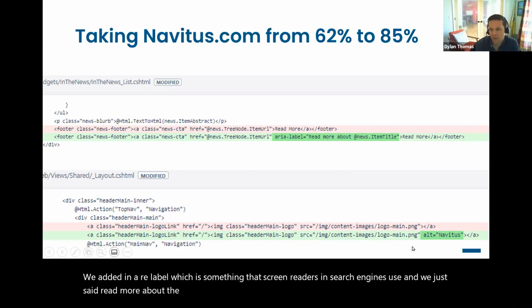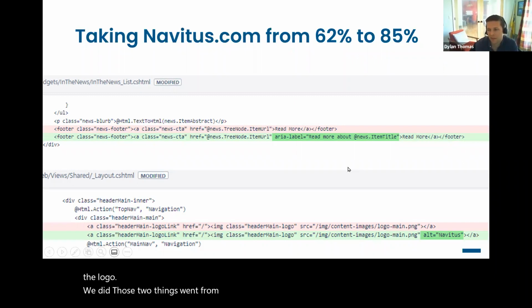And then we also missed the logo. We didn't have alt text on the logo. We did those two things and went from 62% to 85%. We did 4 other things and we got to 100%.